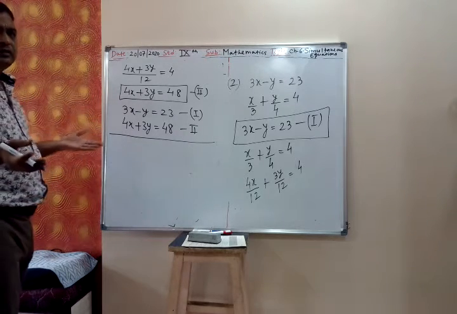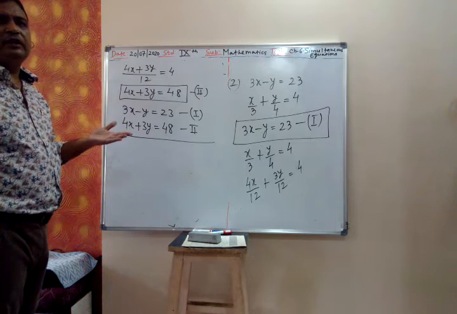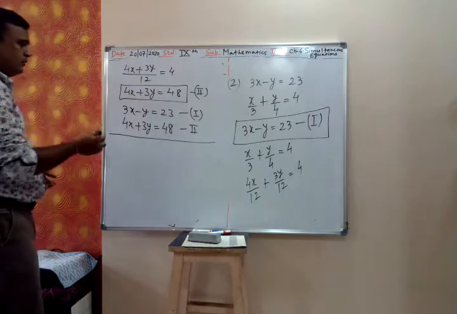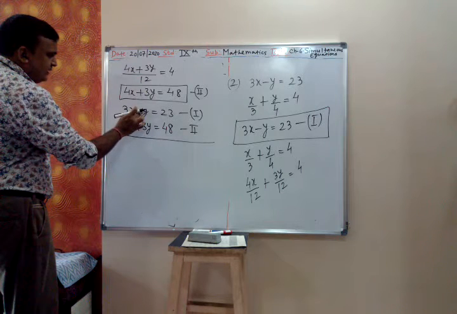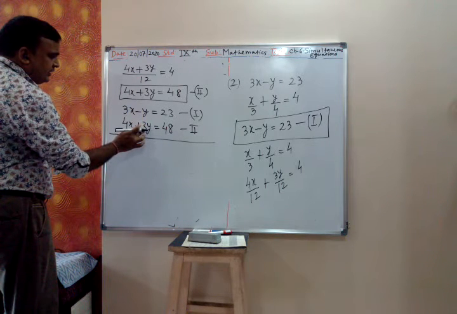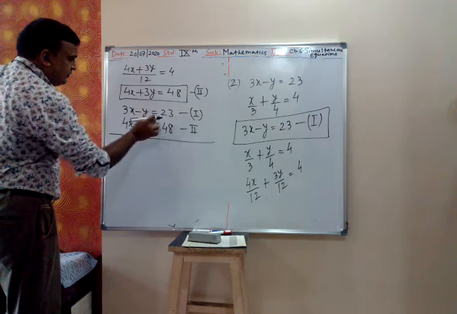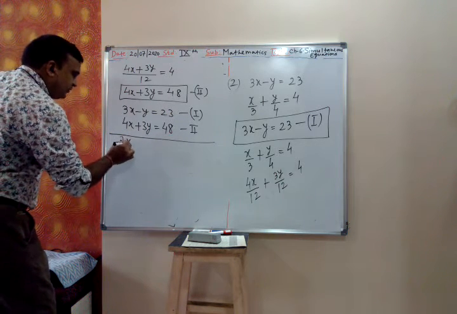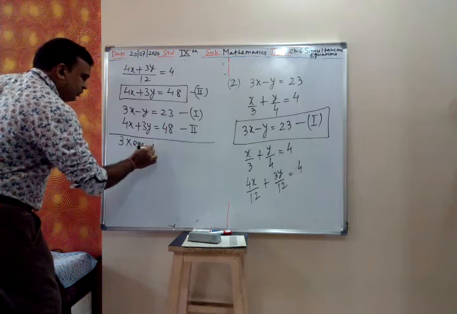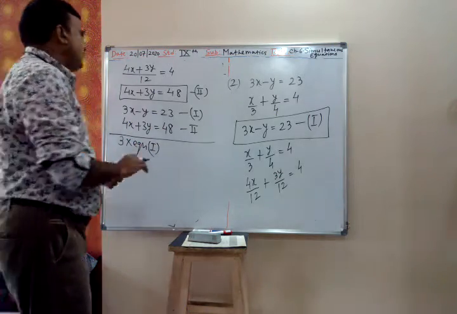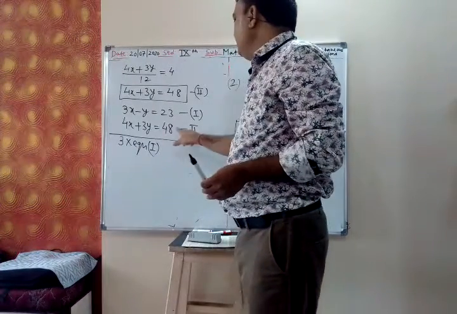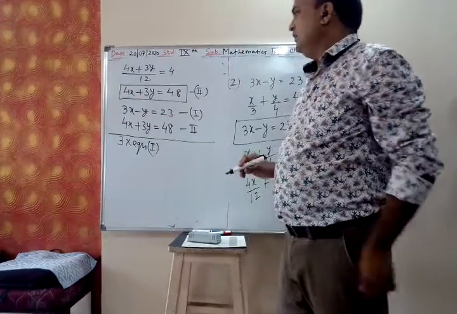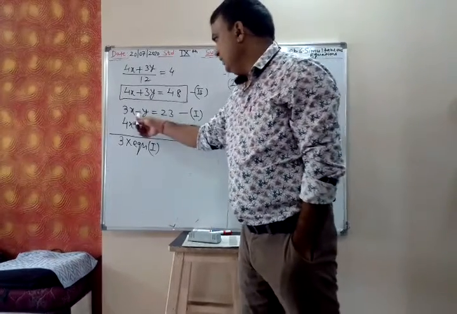Yes, that is what I am explaining. The first problem I have solved by equating x. Now let me solve this problem by equating y. Their coefficient of y is minus 1. Their coefficient of y is 3. So I will multiply equation 1 by this coefficient of y, 3. And this equation 2 I will multiply by this coefficient.